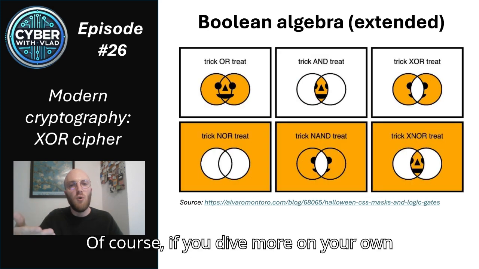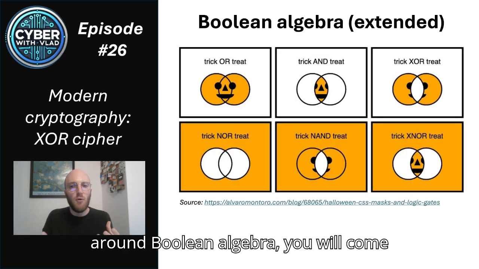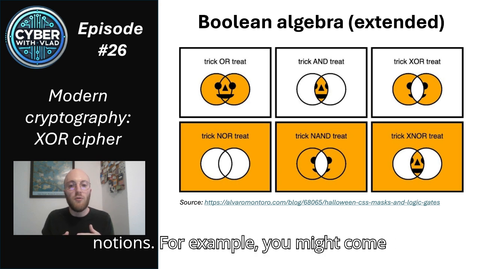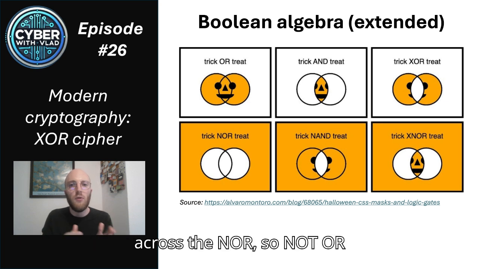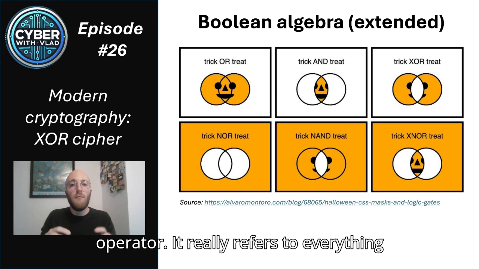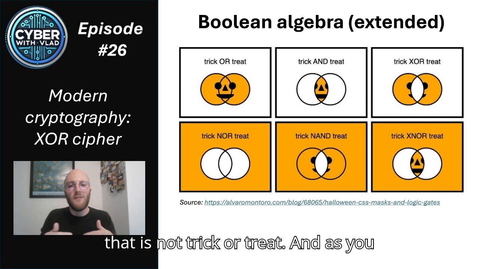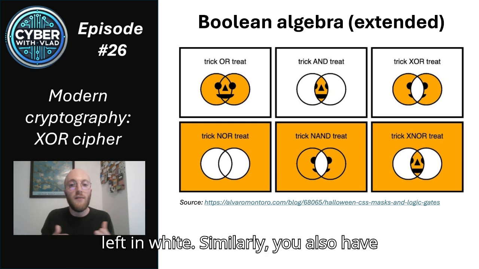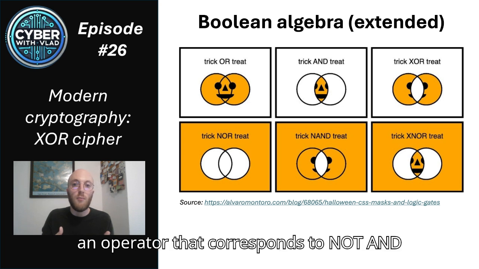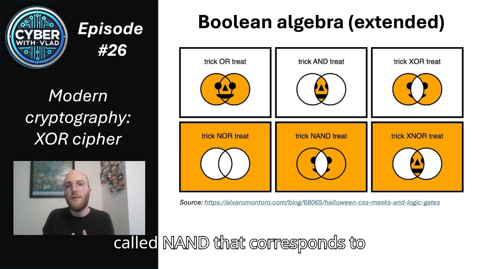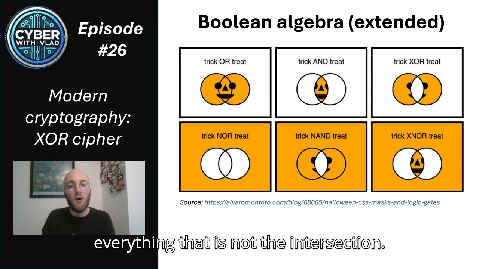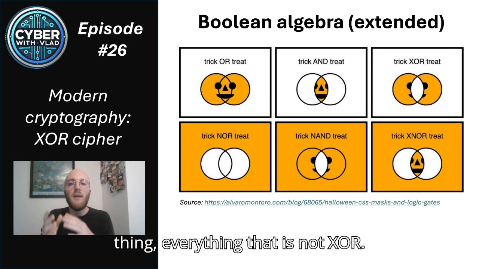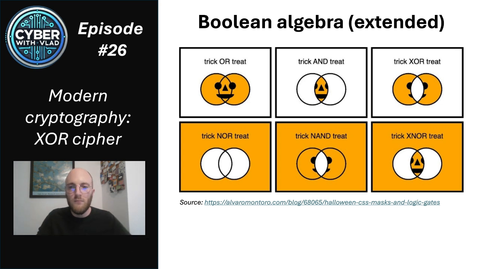Of course, if you dive more on your own into Boolean algebra, you will come across more advanced or more complex notions. For example, you might come across the NOR, so not or, operator. It really refers to everything that is not trick or treat. And as you can see, this time the orange section is everything except the two disks, which are left in white. Similarly, you also have an operator called NAND that corresponds to everything that is not the intersection. And there is also an XNOR, but I will not dive into that. It's basically the same thing, everything that is not XOR.